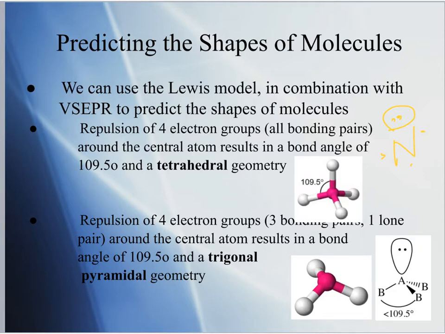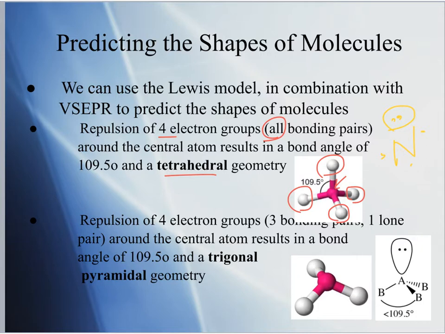Let's see how the rest of these shapes pan out. All of these shapes have 4 electron domains, but some of them might be bonded pairs and some of them lone pairs. The first one that we're going to take a look at is tetrahedral. Tetrahedral shape comes from having 4 electron groups or 4 domains, and all of them are bonding pairs. That means, just like in this picture, an atom is bonded to all 4 sides of that center atom in the middle.